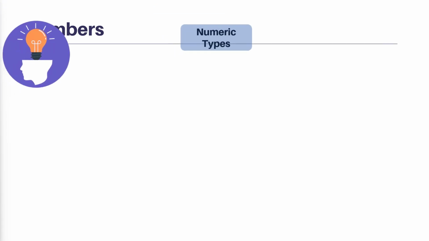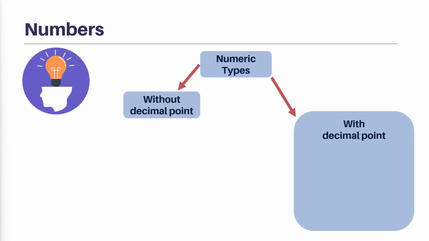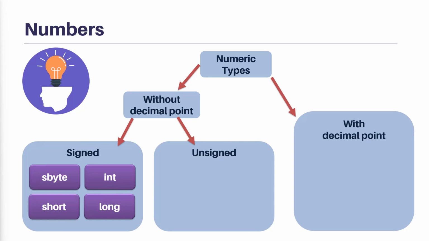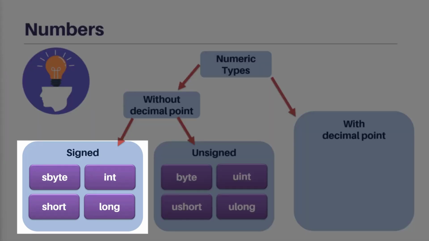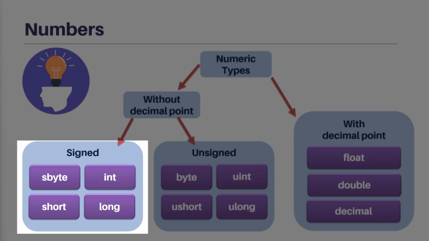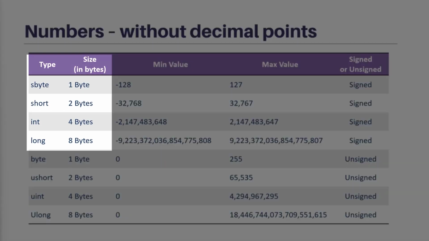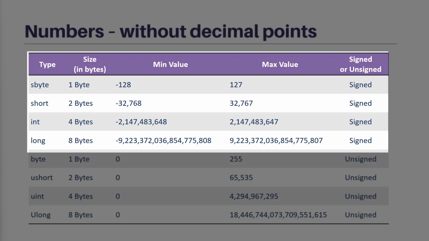Okay, let's talk about numeric types. Numeric types can be broadly classified into two areas: the types which support numbers with decimal points and the types which do not support decimal point numbers. Let's start with the types which do not support decimal point numbers. There are four such types: sbyte, short, int, and long. Sbyte occupies 1 byte in the memory, short occupies 2 bytes, int occupies 4 bytes, and long occupies 8 bytes. The more the number of bytes, the more is the range of possible values which can be assigned to the numeric type.